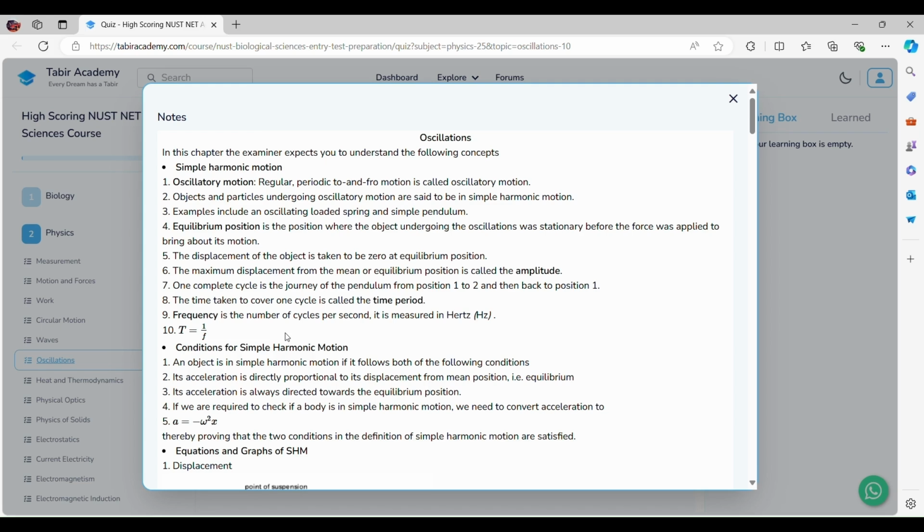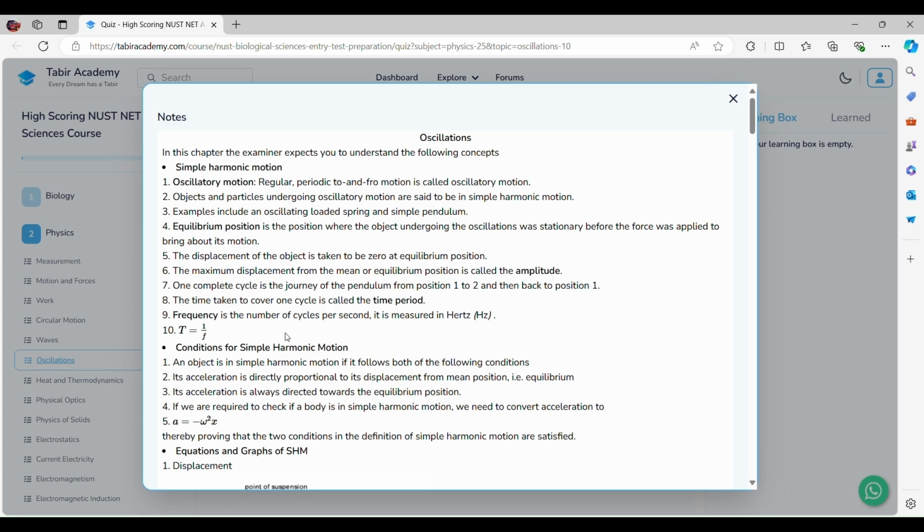Equilibrium position is the position where the object undergoing the oscillations was stationary before the force was applied to bring about its motion. The displacement of the object is taken to be zero at equilibrium position. The maximum displacement from the mean or equilibrium position is called the amplitude. One complete cycle is the journey of the pendulum from position 1 to 2 and then back to position 1. The time taken to cover one cycle is called the time period.